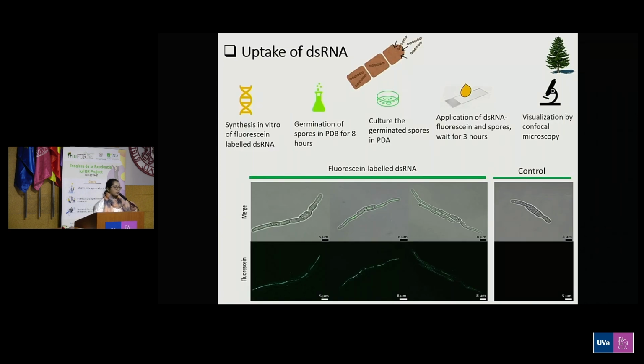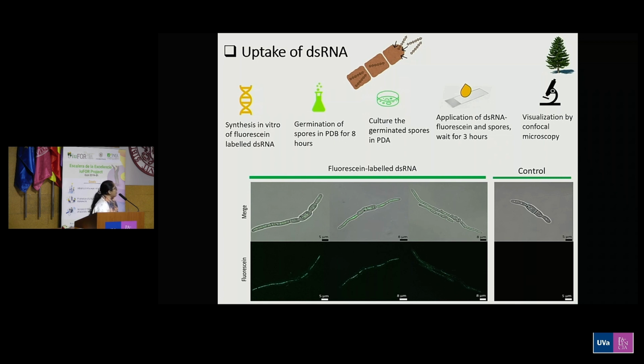Before starting that, I had to know whether my Fusarium circinatum, onto which I'm going to apply the dsRNAs, is going to take them up or not. So for this purpose, we synthesized a fluorescent dsRNA. We applied it, and for the spores of Fusarium circinatum, we tried to germinate them in 2 different sporulating media. Then we inoculated both together and waited for 3 hours so that the Fusarium could take up the dsRNAs, and at the end, we measured with confocal microscopy.